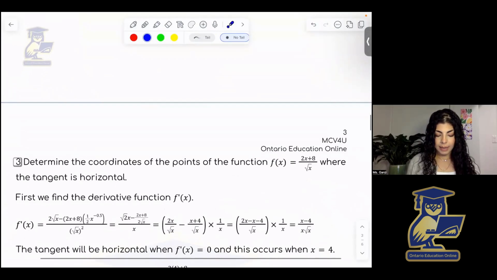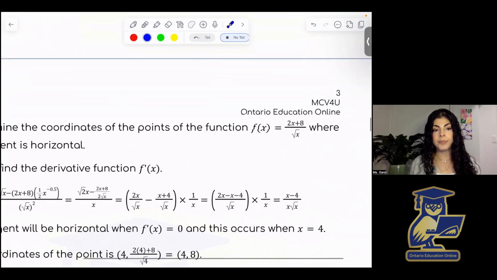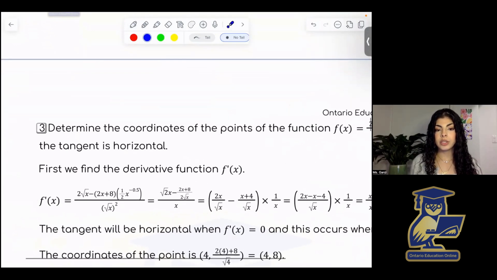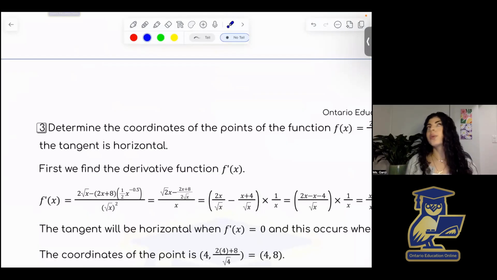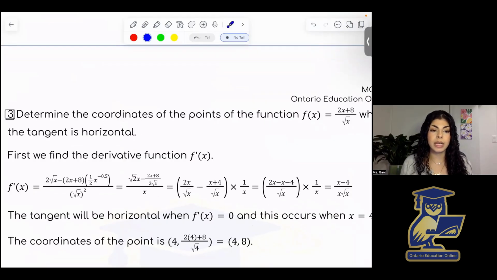In the next example, we're asked to determine the coordinates of the point of this function where the tangent is horizontal. So let's first interpret what that even means. For the tangent to be horizontal, we first need to find the derivative function, which is going to give us the slope of the tangent.